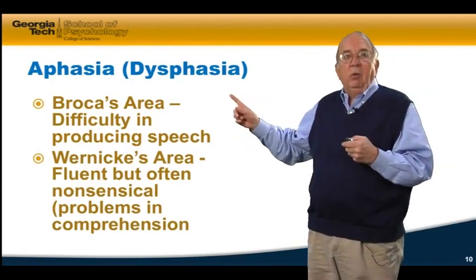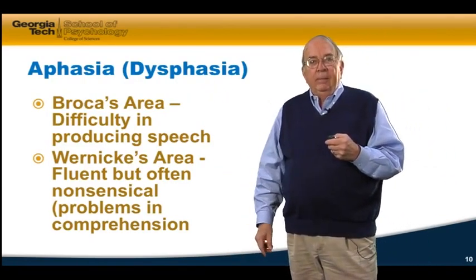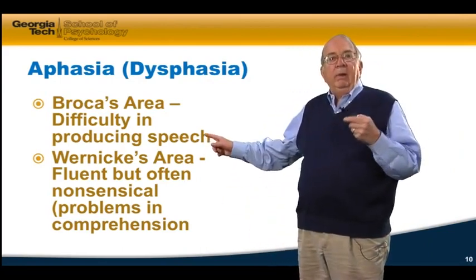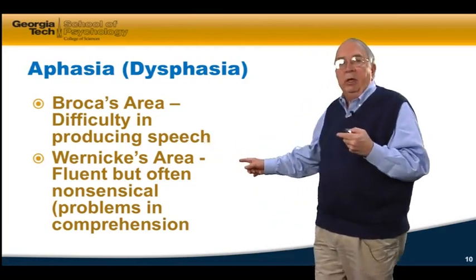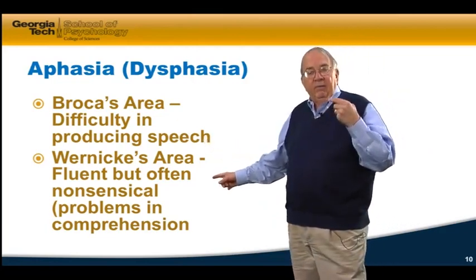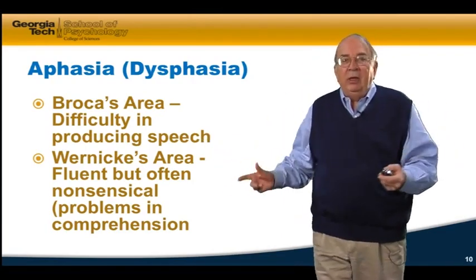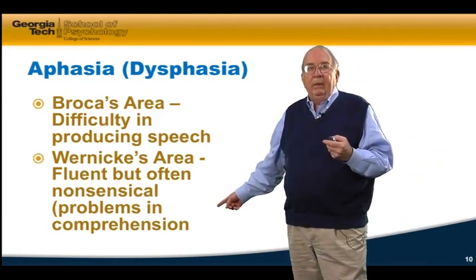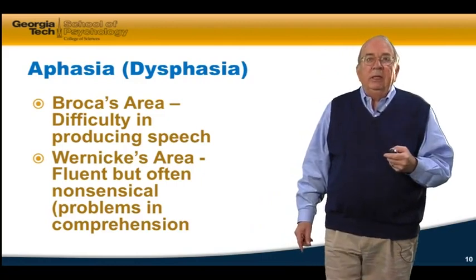Really, dysphagia is a better word, but aphasia is the word that's more commonly used. If the lesion in the brain is in Broca's area, people have difficulty producing speech. If the lesion is in Wernicke's area, they're fluent, they can produce speech, but it doesn't make any sense most of the time. And they certainly can't comprehend sounds coming in easily because of lesions in the area that actually receives those sounds and interprets them.